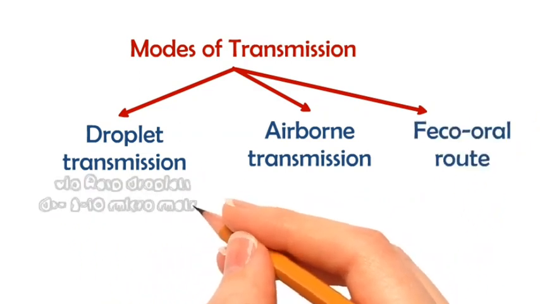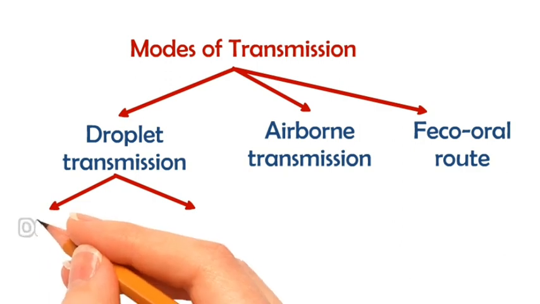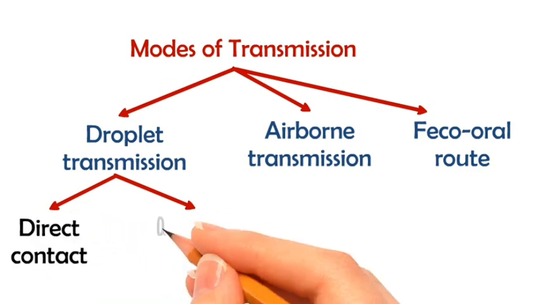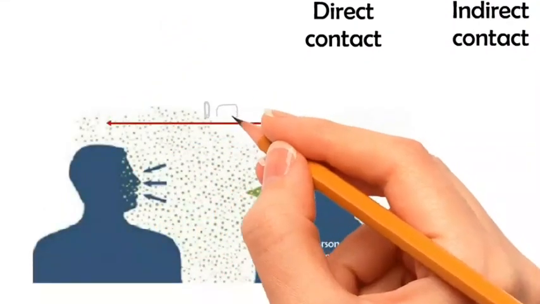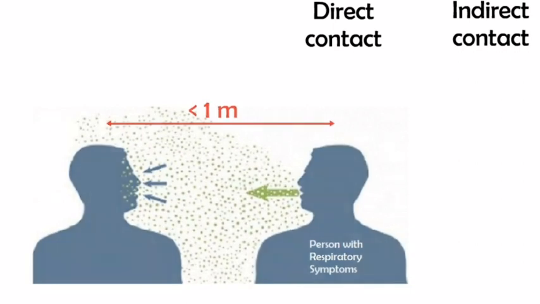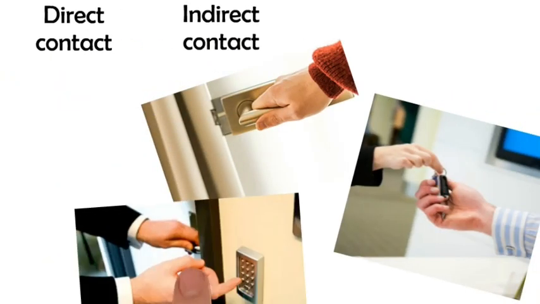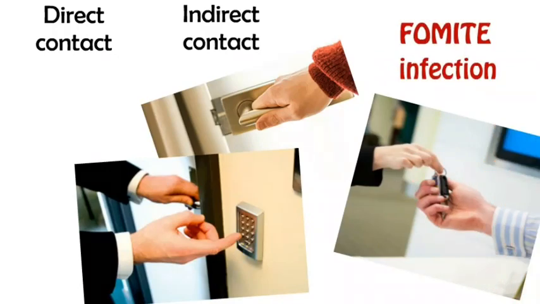Droplet transmission occurs through respiratory droplets of diameter greater than 5 to 10 micrometers. It can be through direct contact or through indirect contact. Spread via direct contact occurs when a person is in close contact, that is within about 1 meter, with someone who has respiratory symptoms. Indirect spread may occur through fomites such as door handles or keys or any objects or surface that has been contaminated with the respiratory droplets.